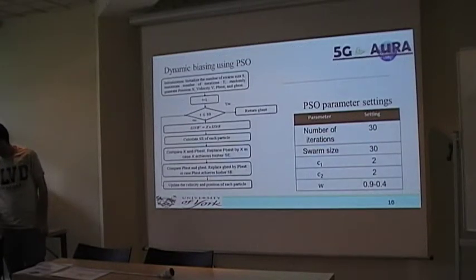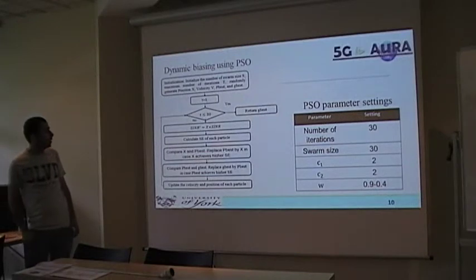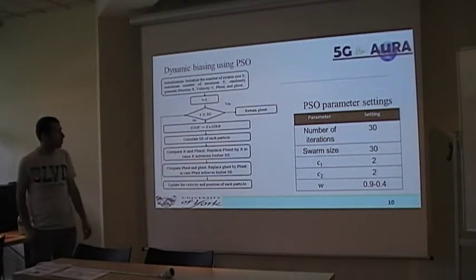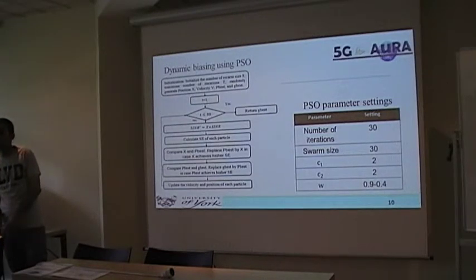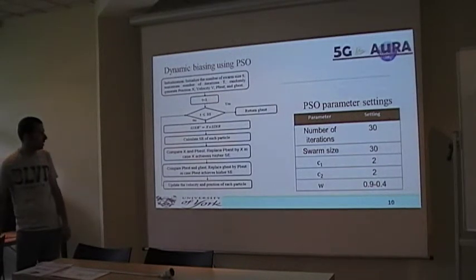Here's the algorithm that uses PSO. First we initialize: we generate the velocity, positions, and number of iterations. Then we start the first iteration, we add the bias, and then we calculate the spectral efficiency of each particle. After that we compare the newly generated particles with the best particles that have been generated.